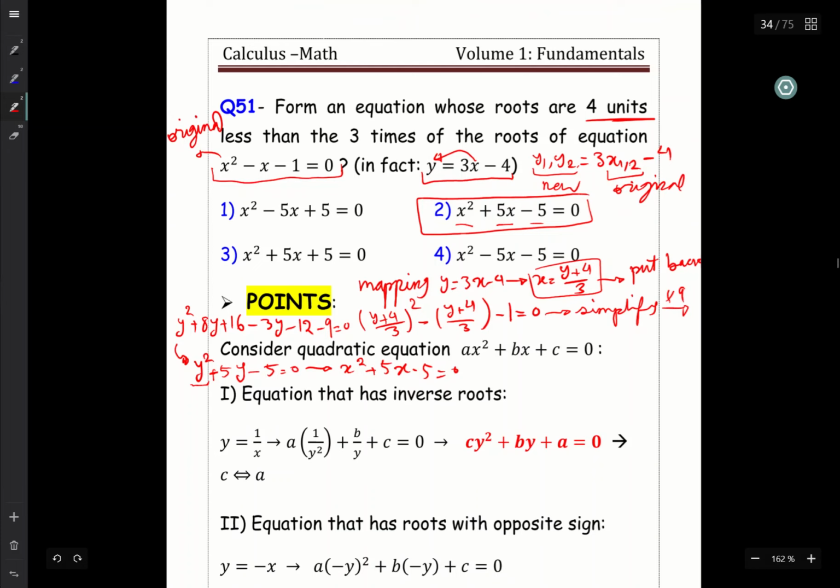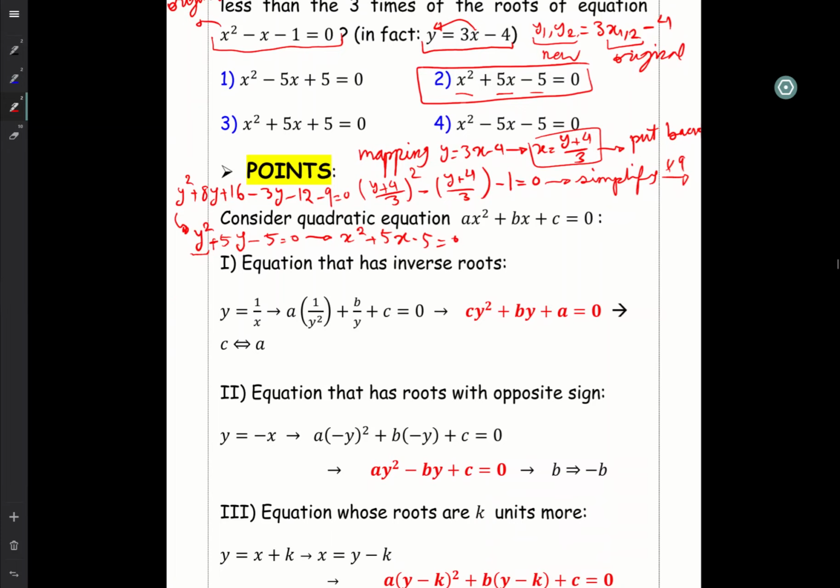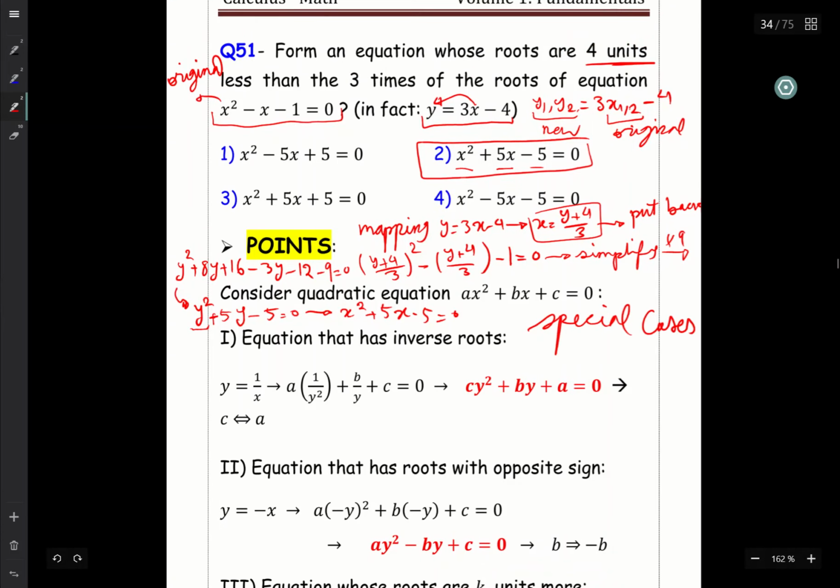Alright, the point here is that consider this quadratic equation ax squared plus bx plus c equals 0. This is always our original terminology. And we can look at the special cases. One is we can form a quadratic equation whose roots are the inverse of the roots of this original one. In order to do that, we write down the mapping in terms of x and y, such that y is 1 over x, and then x is 1 over y. So we write down the original variable in terms of the new variable and put it back in the original quadratic equation: a times 1 over y squared plus b over y plus c, and then multiply by y squared, which gives c y squared plus b y plus a.